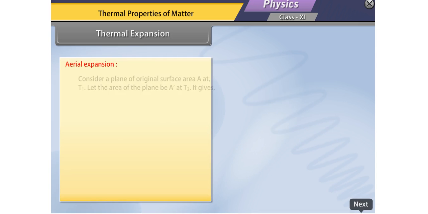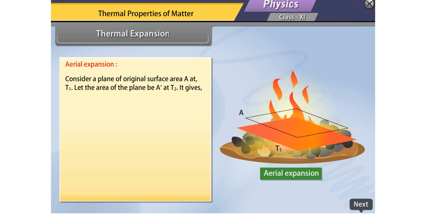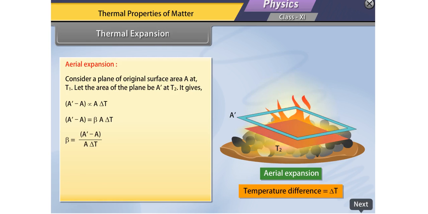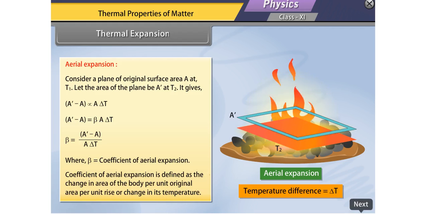Aerial expansion. Consider a plane of original surface area A at temperature T1. Let the area of the plane be A dash at temperature T2. It gives A dash minus A is directly proportional to A delta T, or A dash minus A is equal to beta A delta T. The value of beta is equal to A dash minus A upon A delta T, where beta is the coefficient of aerial expansion. Coefficient of aerial expansion is defined as the change in the area of the body per unit original area per unit rise or change in its temperature.